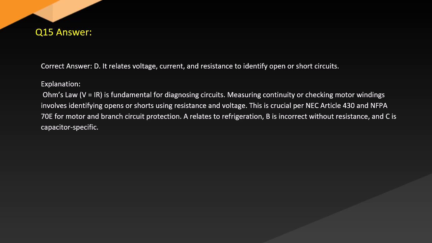Answer. Correct answer: D. It relates voltage, current, and resistance to identify open or short circuits. Explanation: Ohm's law, V equals I times R, is fundamental for diagnosing circuits. Measuring continuity or checking motor windings involves identifying opens or shorts using resistance and voltage. This is crucial per NEC Article 430 and NFPA 70E for motor and branch circuit protection. A relates to refrigeration, B is incorrect without resistance, and C is capacitor specific.